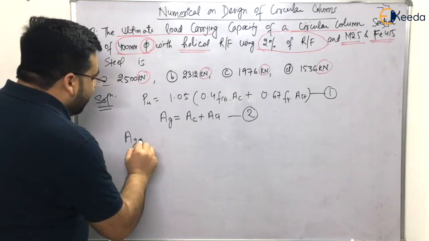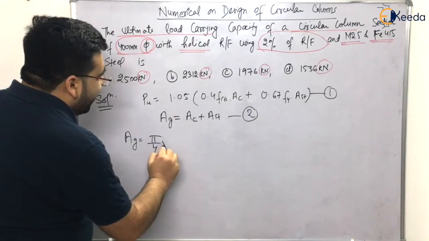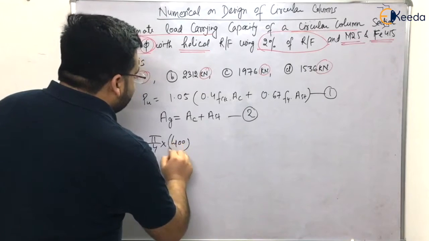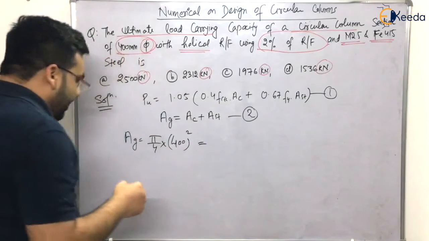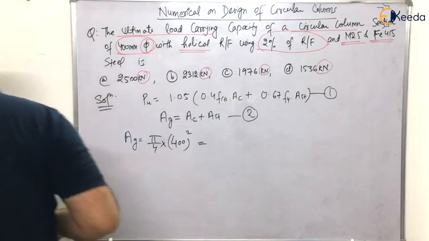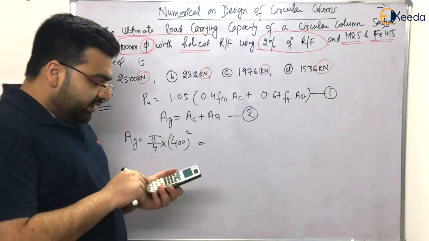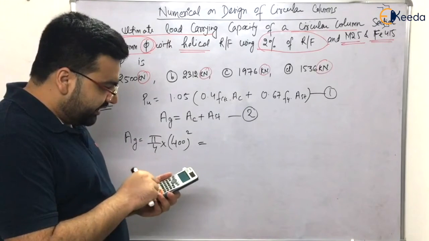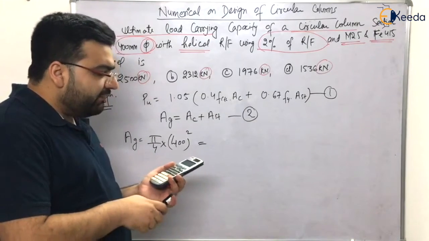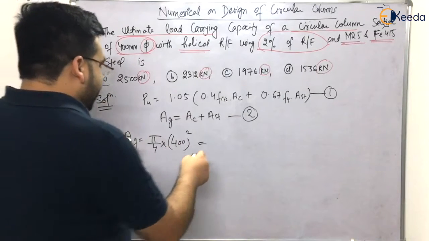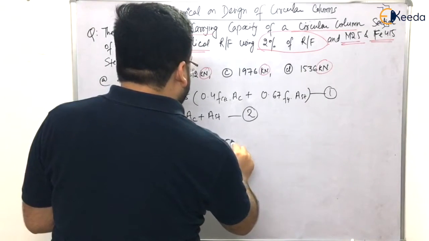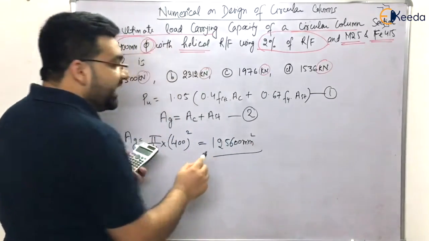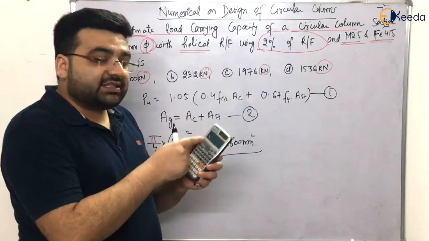Ag will be equal to pi by 4 into the diameter of the column, which is 400 mm, squared. So this will come out in mm square. It will be 3.14 divided by 4 into 400 square. It comes out to be 125600 mm square.